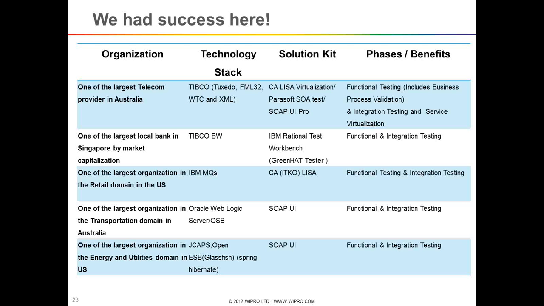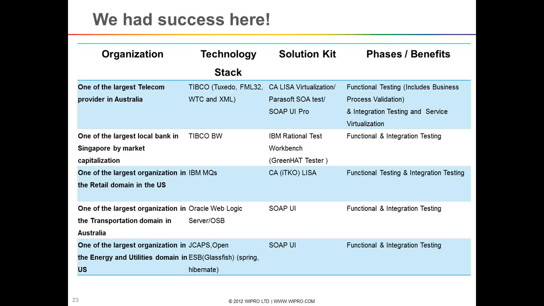It fit in a telecom provider in Australia. Then a local bank, which means the banking BFSI domain, using TIBCO BusinessWorks in Singapore, and a retail domain as well in the US. So if you look at the first 3 lines, they cover the major domains, which are telecom, retail, and BFSI. Nevertheless, the transportation domain and the energy and utilities domains we have also covered.